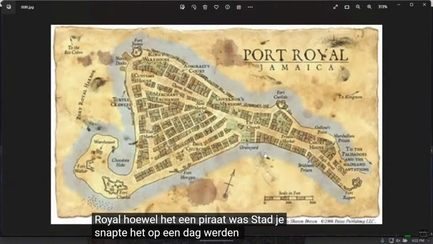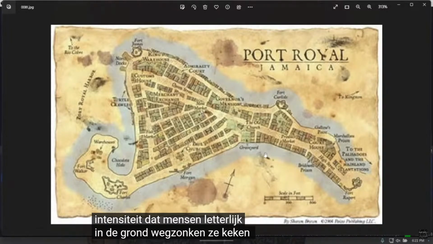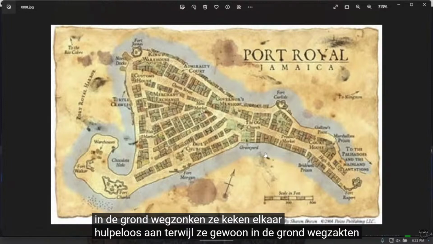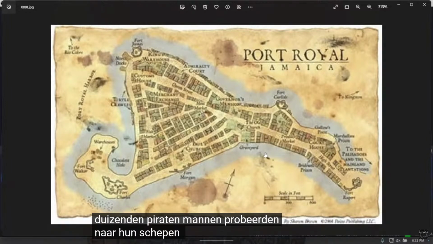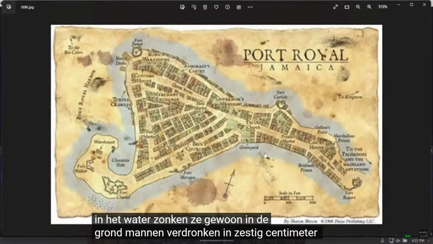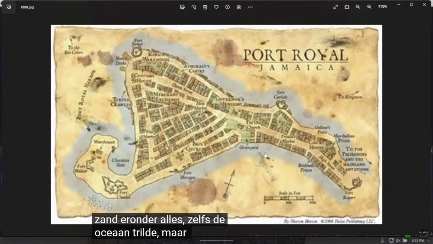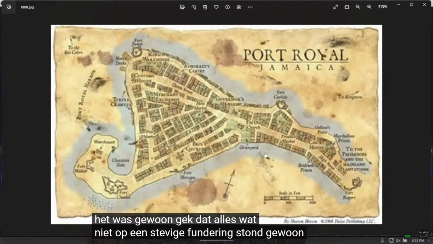You got it. And one day they woke up about 10 o'clock in the morning, and the ground was vibrating at such high intensity that people literally sank into the ground. They watched each other helplessly just sink into the ground. Thousands of pirates tried to run out to their ships on the beach and in the water. They just sank into the ground. Men drowned in 2 feet of water because they couldn't stand up. All the sand underneath them, even the ocean was vibrating, but the vibration flattened the ocean all around Port Royal because the ground was vibrating. It was so weird, but the city remained intact, and anything that wasn't on a solid foundation just sank into the ground.